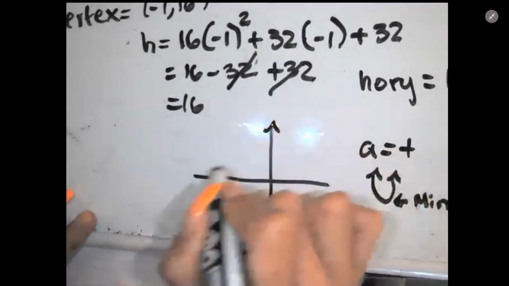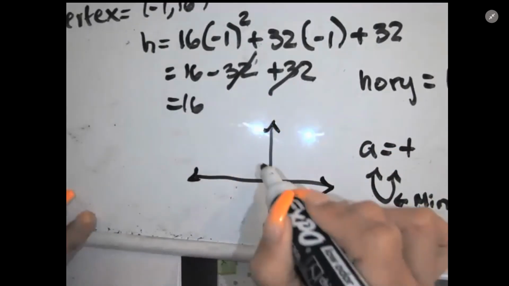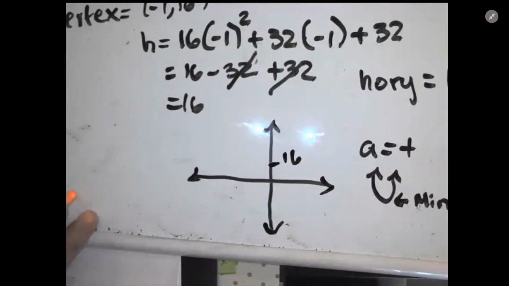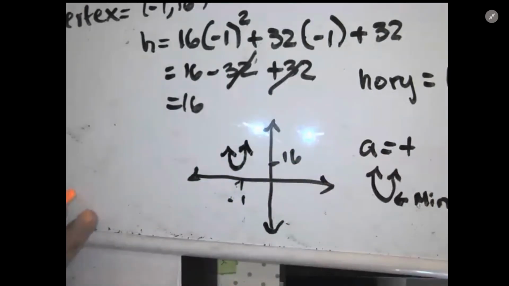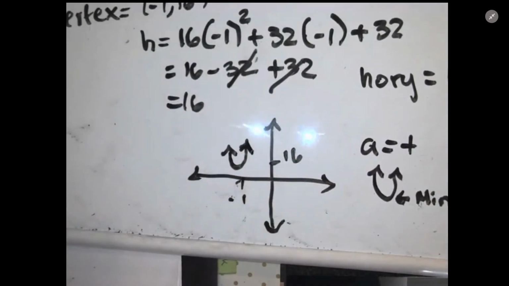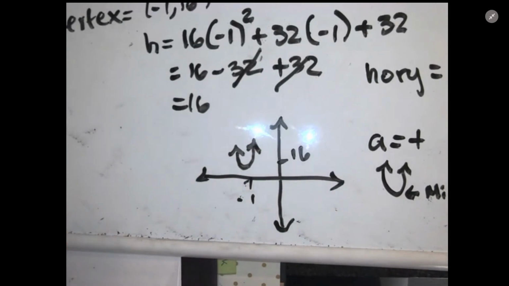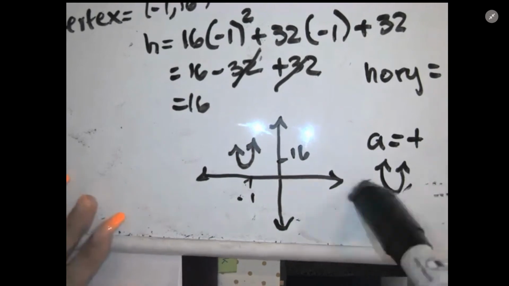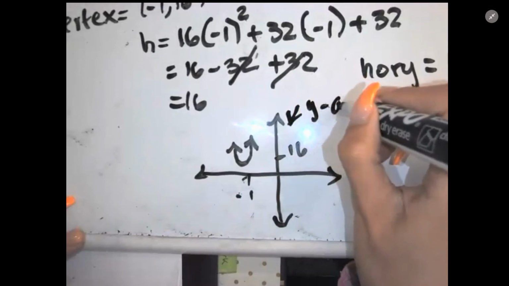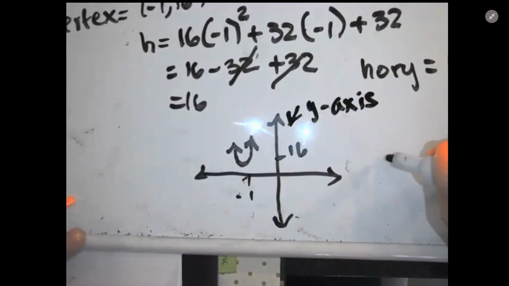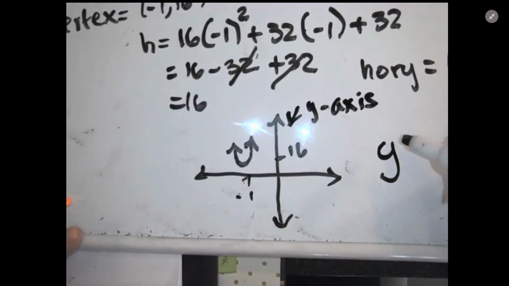So that means if we graph it, let's say this is 16, and let's say this is negative 1. So at negative 1 and 16, your parabola is going to open up. So if we are talking about range, that means all your y values. So we're looking at the y-axis. So that means that our range is going to be y is greater than or equal to 16.